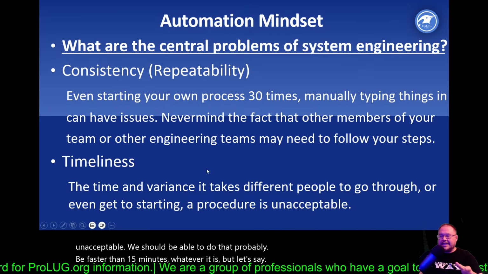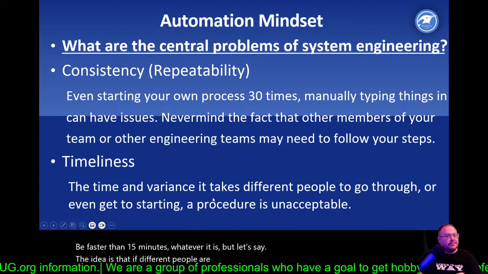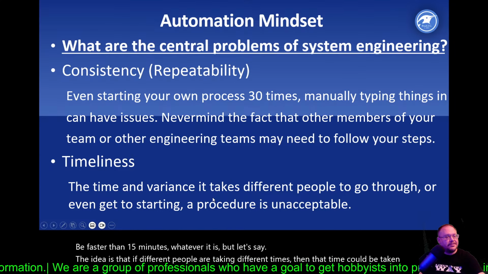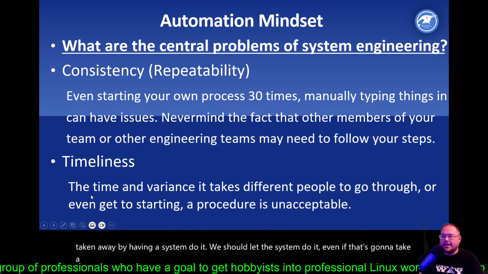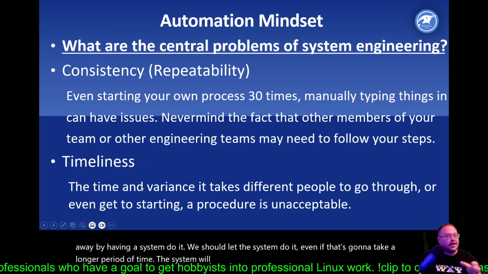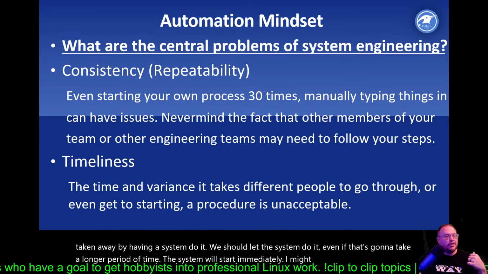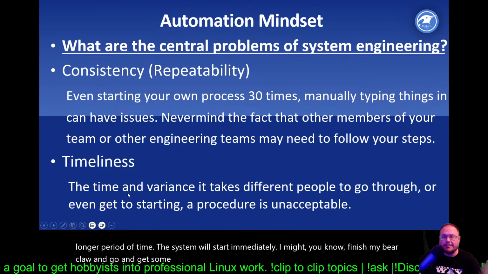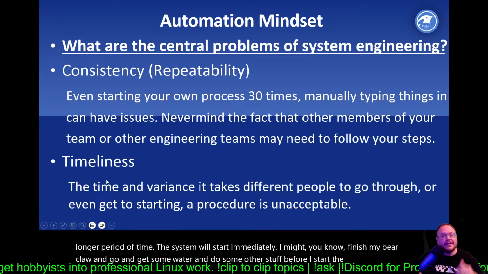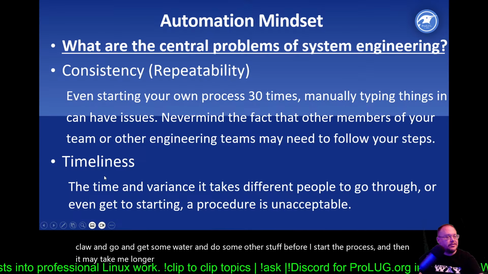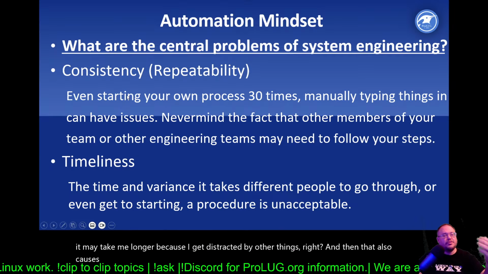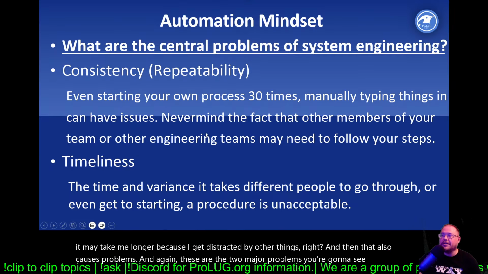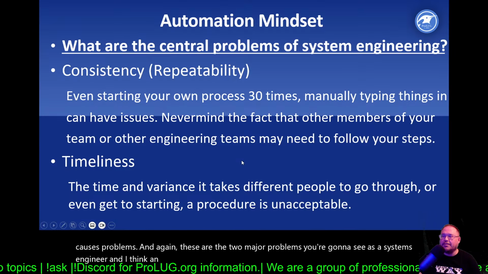The idea is that if different people are taking different times, and that time could be taken away by having a system do it, we should let the system do it. Even if that's going to take a longer period of time, the system will start immediately. I might finish my bear claw and go get some water and do some other stuff before I start the process, and then it may take me longer because I get distracted by other things, right? That also causes problems. Again, these are the two major problems you're going to see as a systems engineer, and I think an automation mindset can really help.